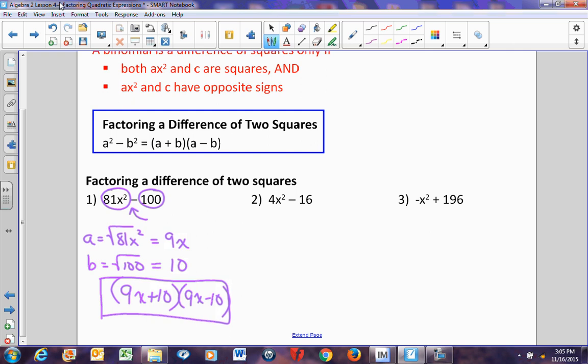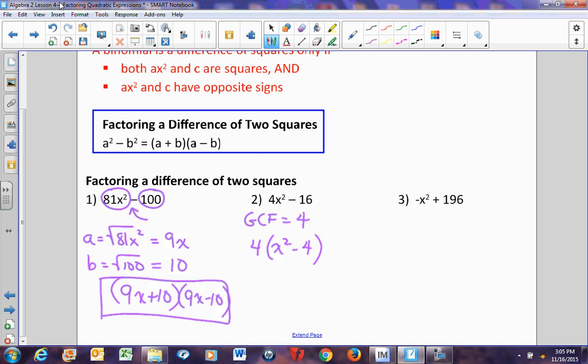Number 2 here, again, always look for the greatest common factor. I'm looking at this going, yeah, the first term is a perfect square, and the second term is a perfect square. However, there is a greatest common factor of 4 here. So I'm going to take that 4 out. If I take my 4 out, I'm left with x squared minus 4.